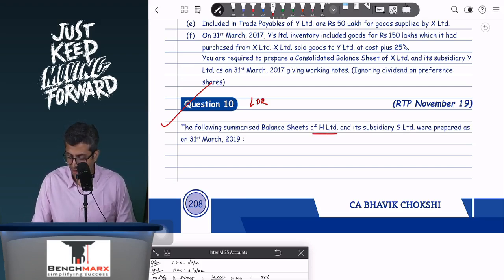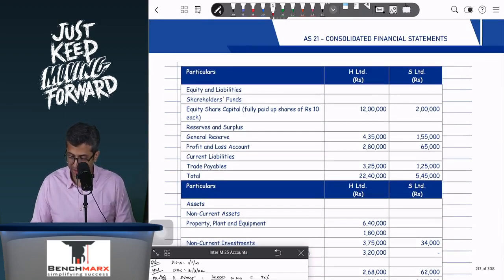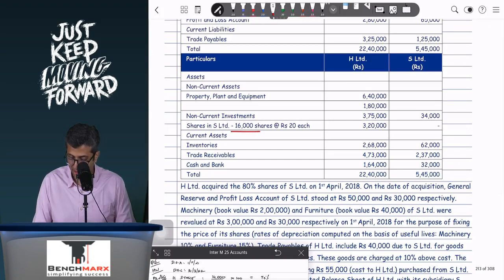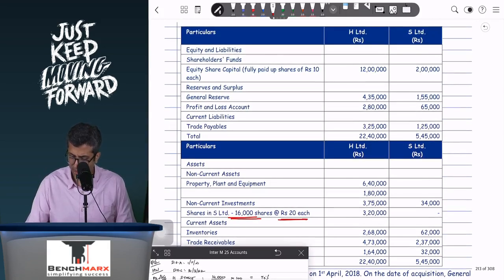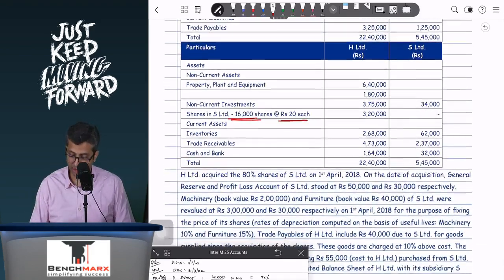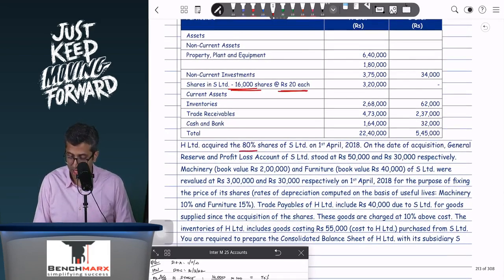The following is the balance sheet of H and S as on 31st March 19. So you have the balance sheets given for H and S. And there are 16,000 shares at the rate of rupees 20 each. Okay, 16,000 shares, if you go to see, are out of 20,000 shares of 10. And hence, can I say there is an 80% stake? 16,000 on the base of 20,000. H acquired 80% of shares on 1st April 18.